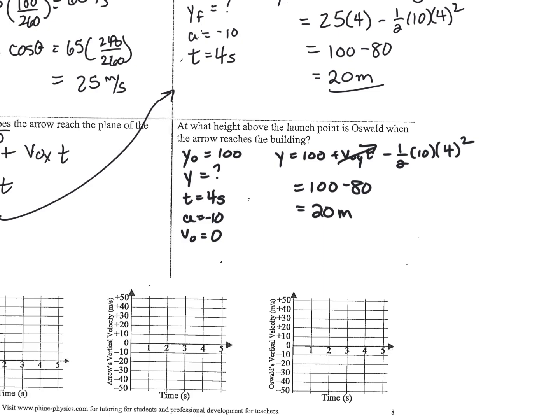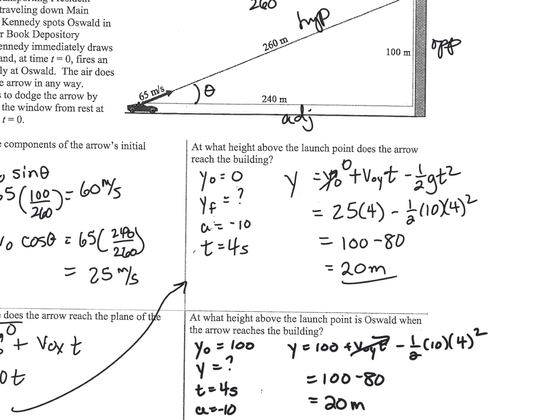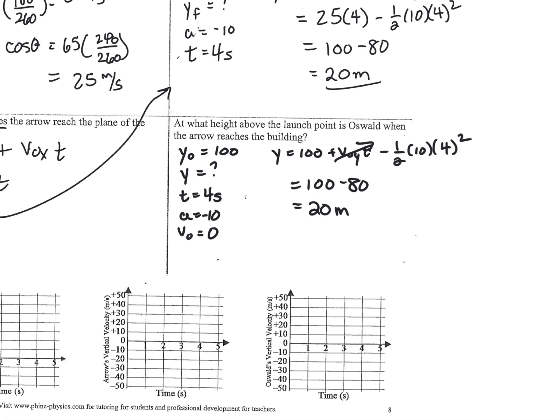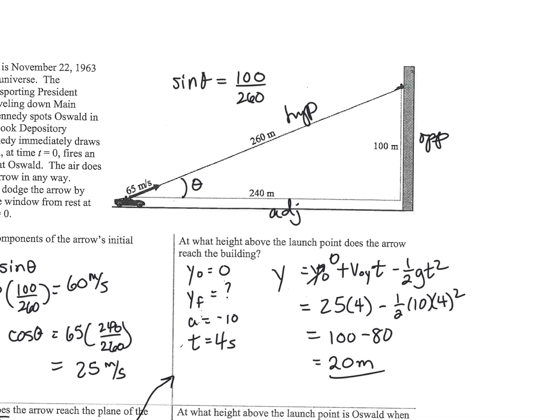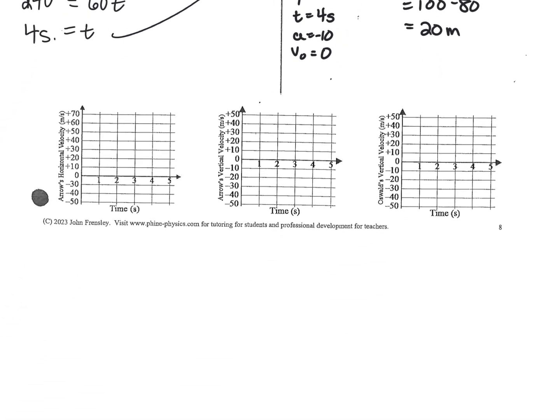So what happens? If the arrow is at 20 meters above the launch point, but he falls from 100 down to 20 meters, then guess what? It looks like this. The arrow that he launches is going to go woo and then hit somewhere down here. But Oswald is going to go woo and fall down at the same spot at the same time. So guess what? Arrow hits Oswald. Kennedy, how wily is that?